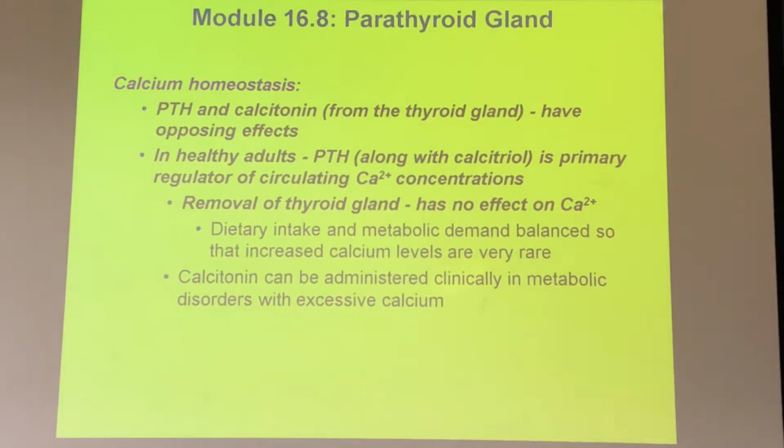How do they control calcium? Homeostasis means they don't want to change anything in the body's metabolic processes. So parathyroid hormone and calcitonin are two hormones that have opposing effects. If one goes up, the other goes down. In healthy people, PTH in combination with calcitriol regulates the calcium concentration. And if people have the thyroid gland removed, it has no effect on calcium.